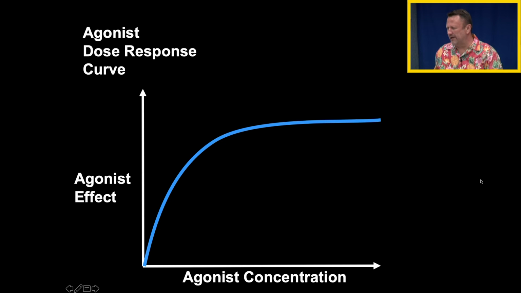All right, so here's a typical agonist dose response curve. This looks like a hillside that goes to the right forever. There'll be an arrow right there telling you this goes on forever. And that agonist concentration is linear, so this is a linear axis.